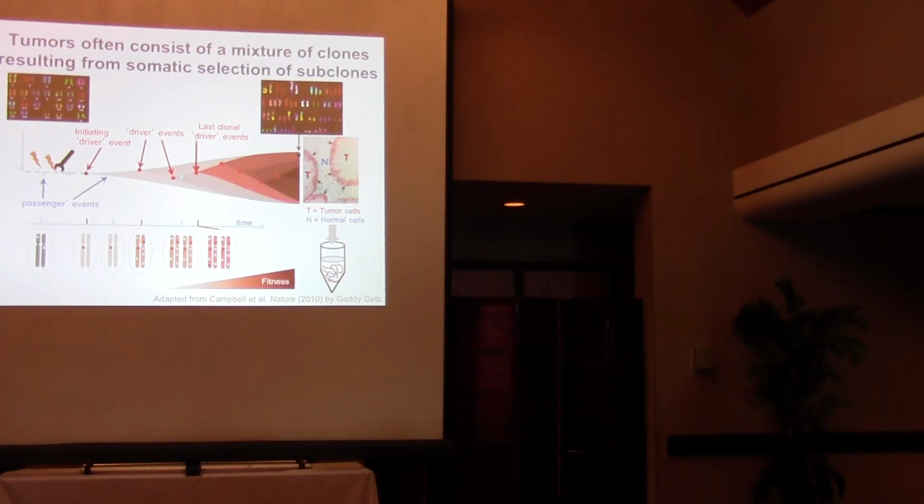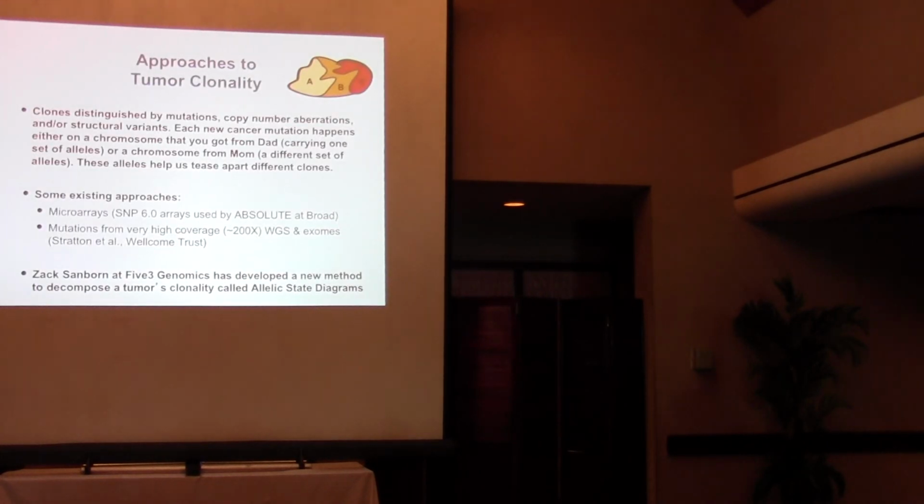Because a tumor is a mixture of clones, it becomes difficult to analyze what's going on. It's not like we're just reading one genome. We're reading a mixture of many genomes at once. So it's another challenge in these algorithms. So there are a couple of approaches to clonality. In particular, we want to distinguish a tumor that has, say, three types of clones, A, B, and C, in it. And we want to know how much is clone A, how much is clone B, how much is clone C, and what mutations are carried in clone A versus clone B versus clone C.